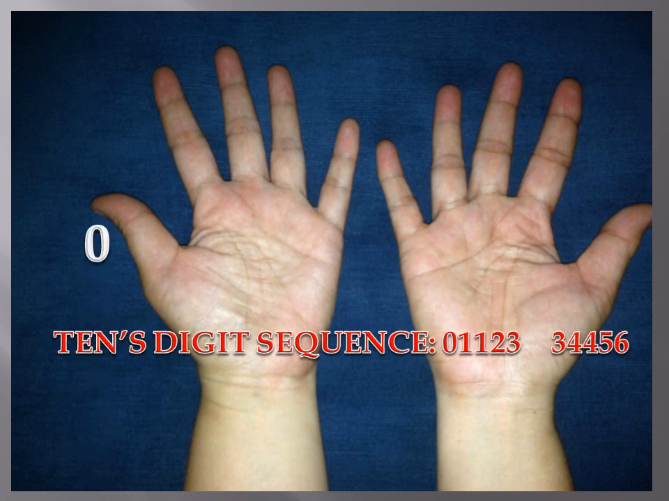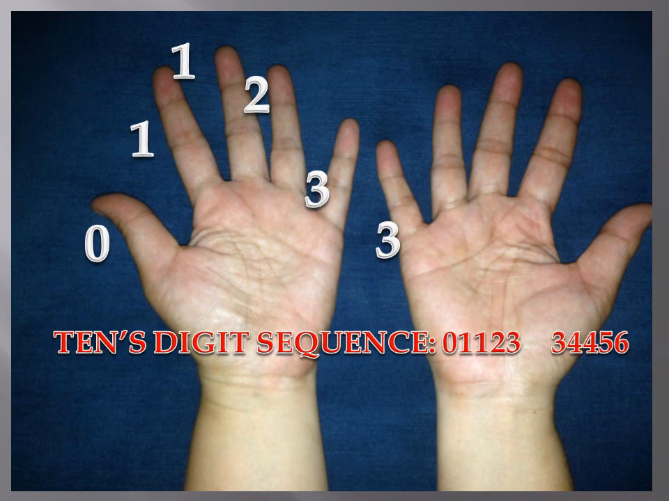First, we have the number 0 as the tens digit of the first finger. We have 1 as the tens digit of the second finger. And also another 1 for the third finger. And 2 for the fourth finger as the tens digit. 3 for the fifth finger.